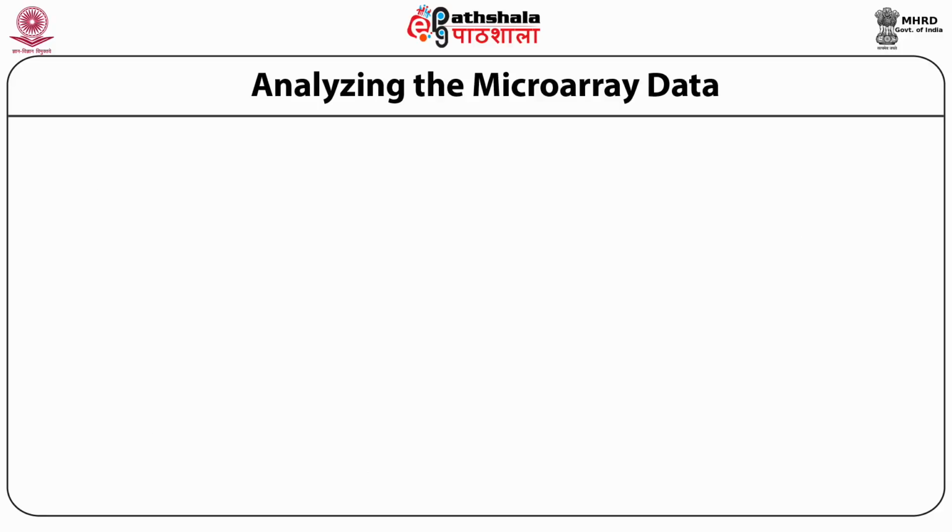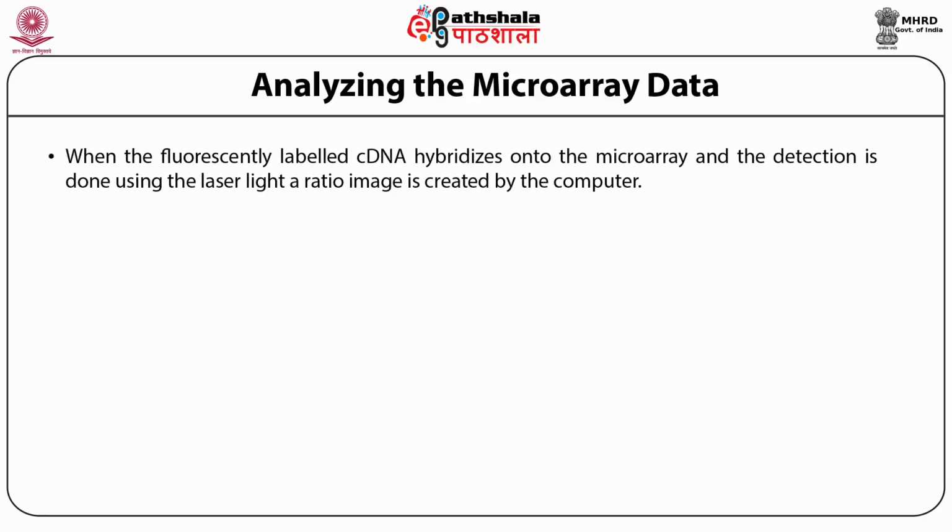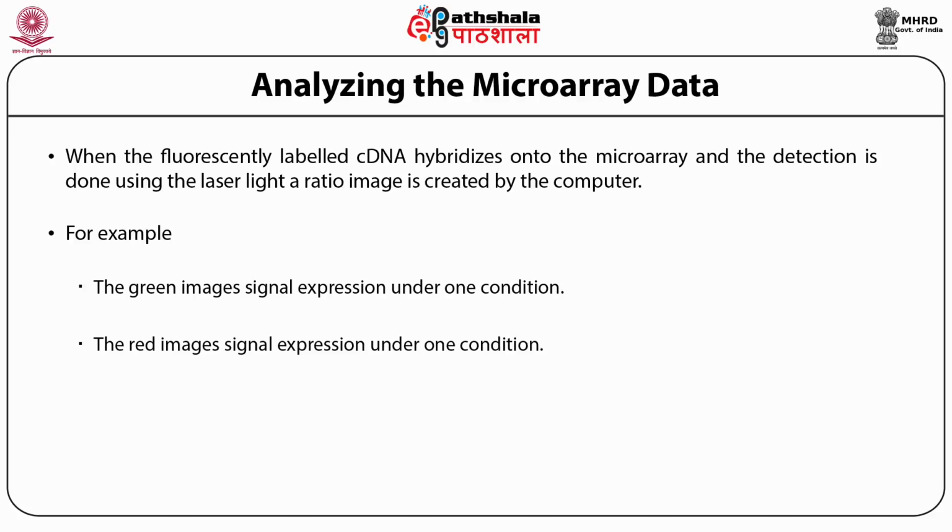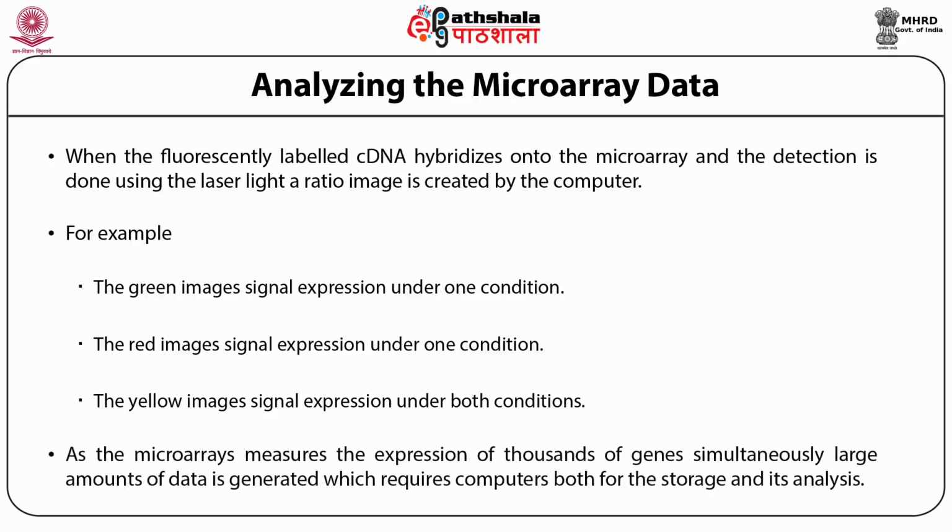Analyzing the microarray data. When the fluorescently labeled cDNA hybridizes into the microarray and the detection is done using the laser light, a ratio image is created by the computer. For example, the green images signal expression under one condition, the red images signal expression under one condition, the yellow images signal expression under both conditions. As the microarrays measure the expression of thousands of genes simultaneously, large amounts of data is generated, which requires computers both for the storage and its analysis.